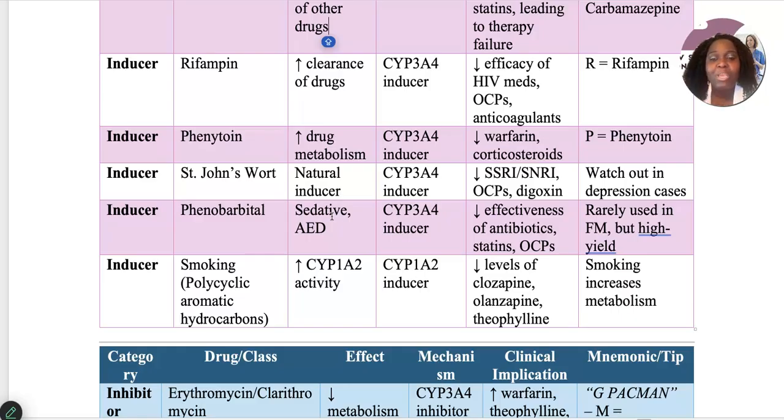And what about St. John's wort? It happens to be a natural inducer. Whenever you see St. John's wort on the exam, it is trying to draw your attention to St. John's wort being an inducer. To induce is to reduce. So if we combine St. John's wort with SSRIs, SNRIs, OCPs, and digoxin, guess what? It is in fact going to diminish their efficacy.